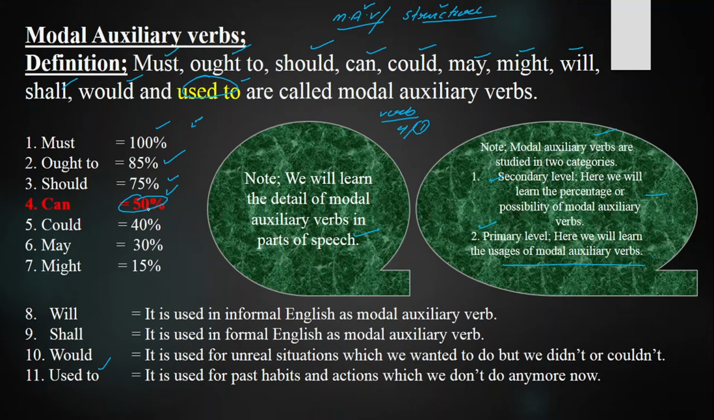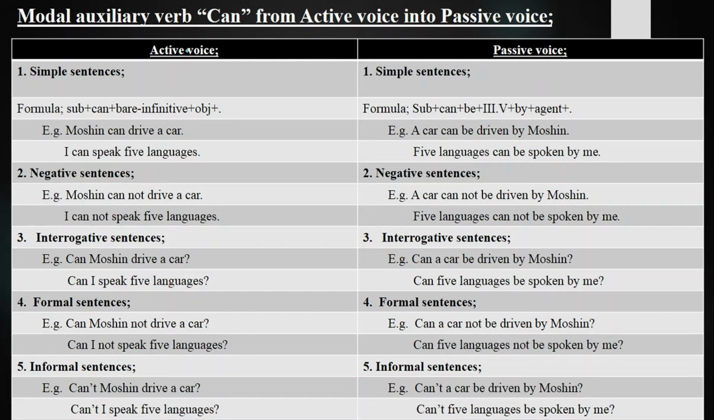But if we learn these usages of modal auxiliary verb, then that is called primary level. Like we will be discussing them, that can is a modal auxiliary verb. It is used for physical ability, mental ability, authority, permission and possibility. So when we discuss the 5 usages of the modal auxiliary verb, that will be called the primary level, and when we are learning the possibilities or the percentages, that is called the secondary level. So the main topic is how to change the modal auxiliary verb can from active voice into passive voice. Let's begin.